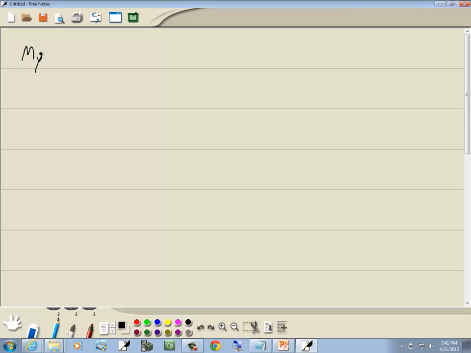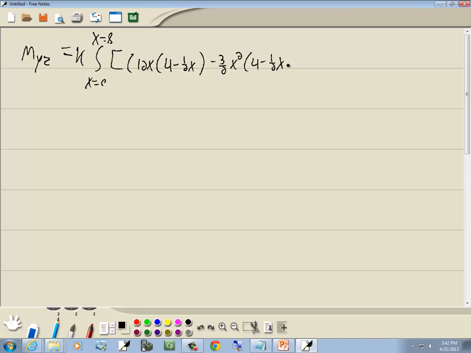So, continuing this, remember that M sub yz is equal to k, x is equal to 0 to x is equal to 8 of 12x times 4 minus 1/2 x minus 3/2 x squared, 4 minus 1/2 x minus 3/2 x times 4 minus 1/2 x squared dx. I think I got an extra parentheses in there, but assuming I wrote it down right, let me double check everything. That parentheses shouldn't be there.